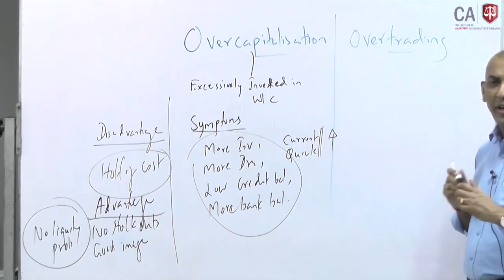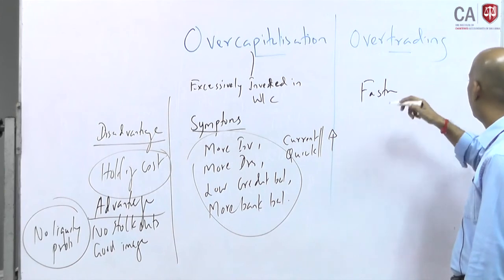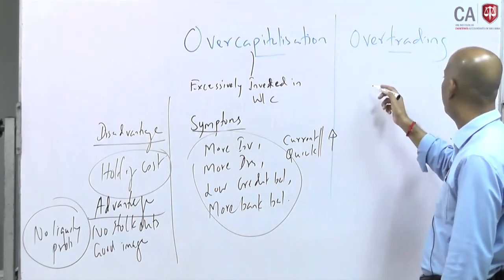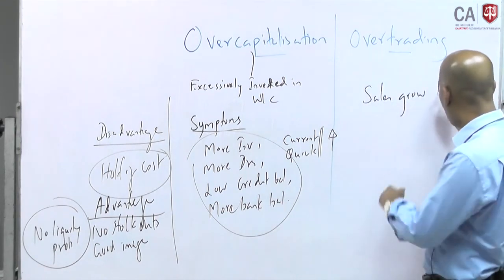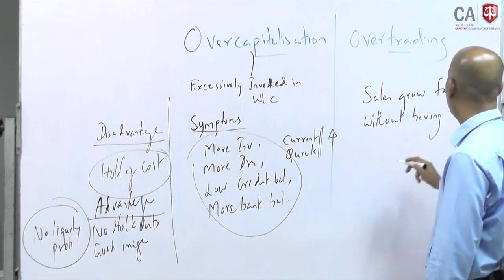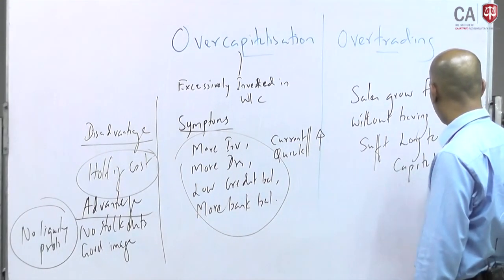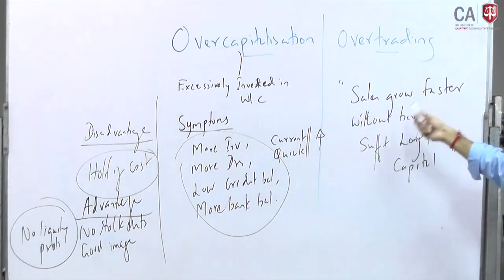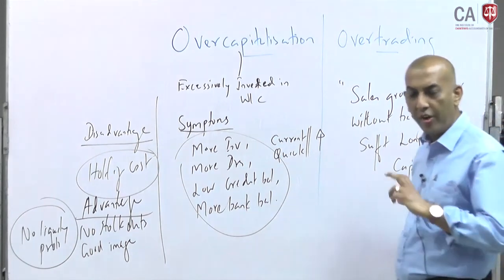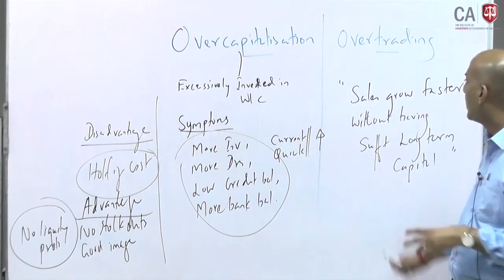Over trading. What is over trading? Sales grow faster without having sufficient long term capital. If you see the organization's sales growing faster without having sufficient long term capital, that's called over trading.